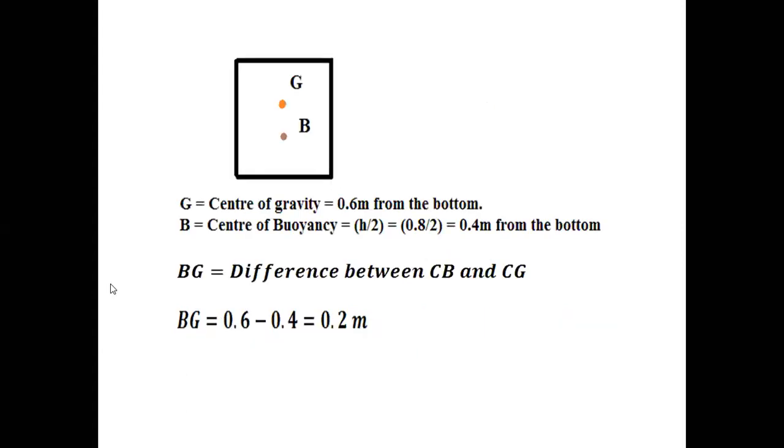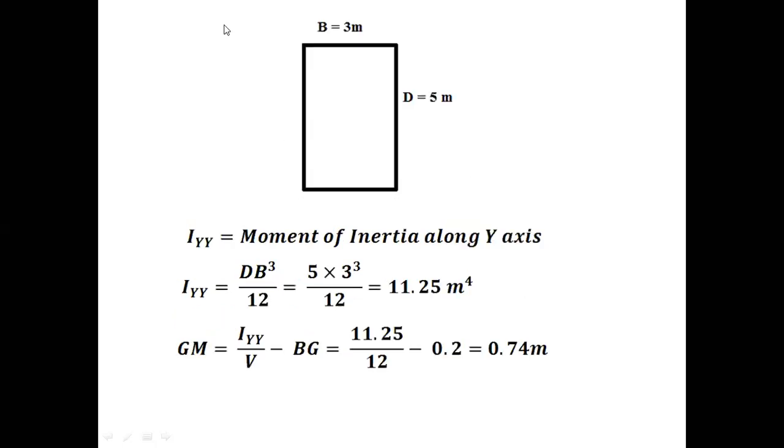The next thing is to calculate Bg, which is nothing but the difference between the center of buoyancy and center of gravity. The depth of the object was 1.2 meter. From the bottom, the G value is 0.6 meter. Next, the position of center of buoyancy is half the depth of immersion, where H is given as 0.8. We have divided by 2 and we are getting B as 0.4 meter. So we have subtracted the center of buoyancy from the center of gravity, and we have got the Bg value as 0.2 meter.